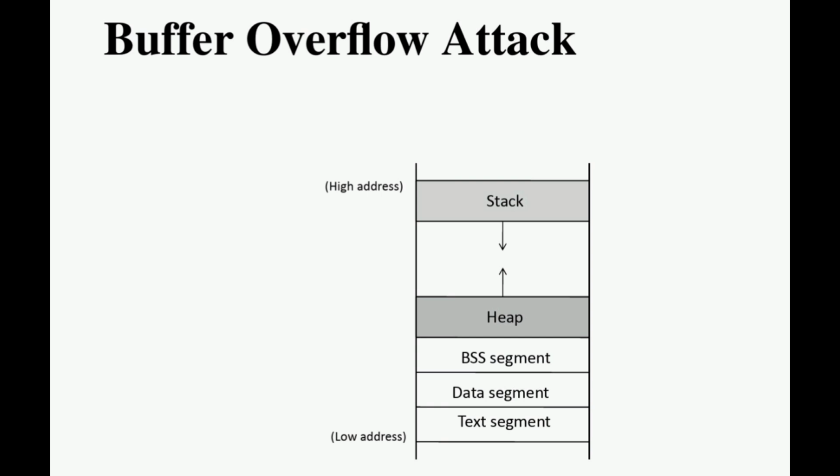This diagram represents the memory layout of a program. Here the stack stores function calls, local variables and return addresses, whereas the heap represents dynamically allocated memory, and the BSS segment represents uninitialized global variables and static variables, whereas the data segment represents initialized global variables and static variables. And finally, the text segment contains executable code.